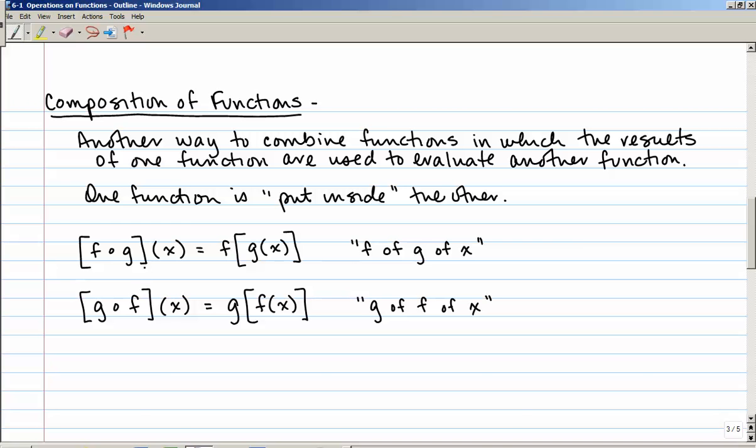So we use square brackets, and an f and a tiny little circle, that's not an O, it's just a little circle, and a g of x. And we read that as f of g of x. Okay, in other words, I'm taking f of g of x. The function g of x is put into f of x for x. Same thing here, g of f of x. The function f of x is put into the function g of x, and it's read g of f of x.